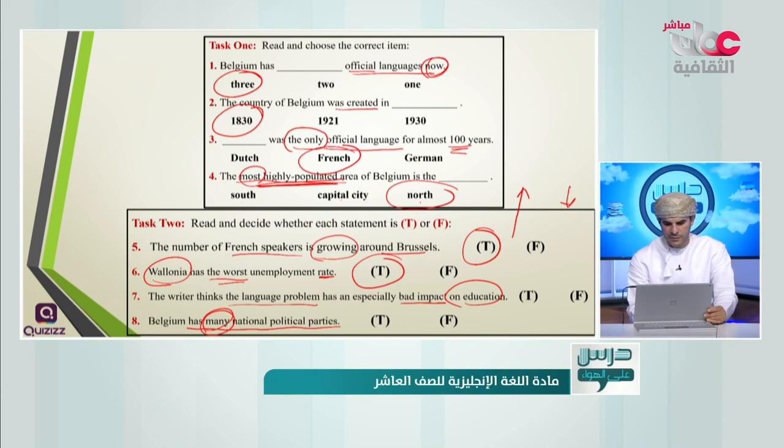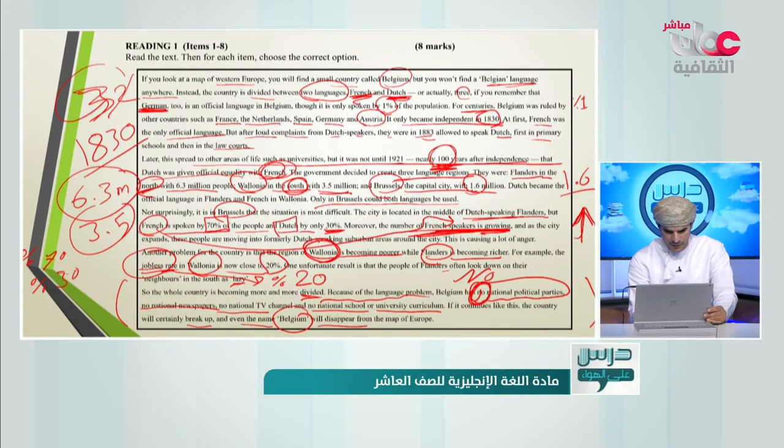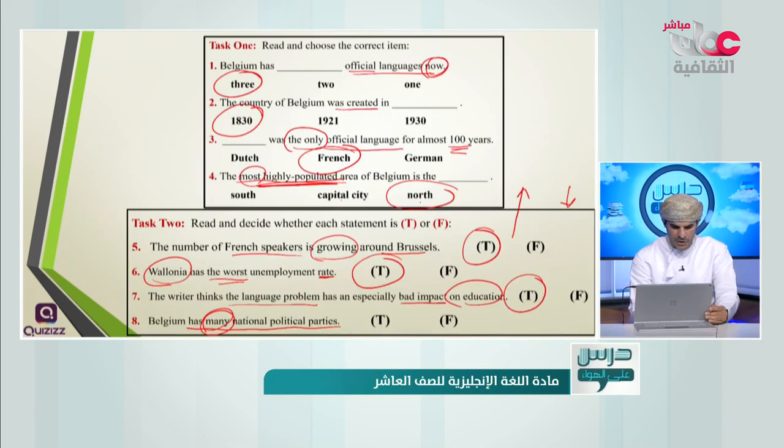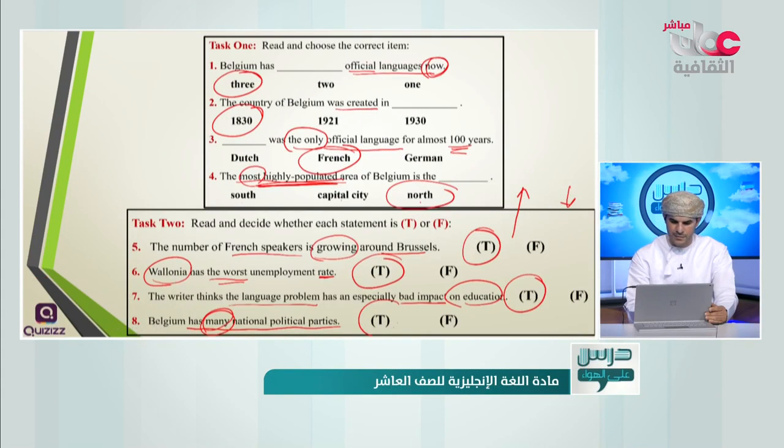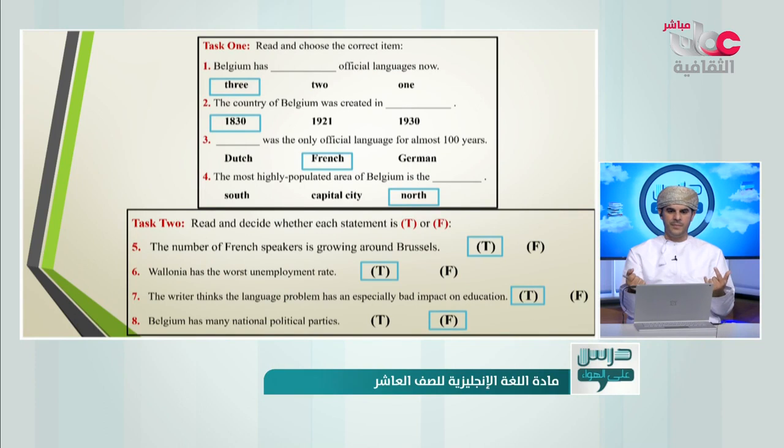The writer thinks the language problem has an especially bad impact on education. Let's see. Because of the language, so it is correct. True. Belgium has many national political parties. Let's go back. No national political parties. Just like that. You see? Three, 1830, French, North. True.